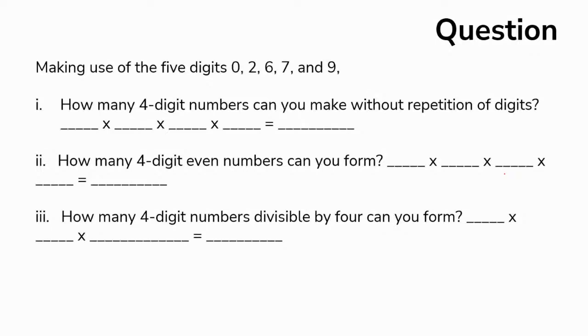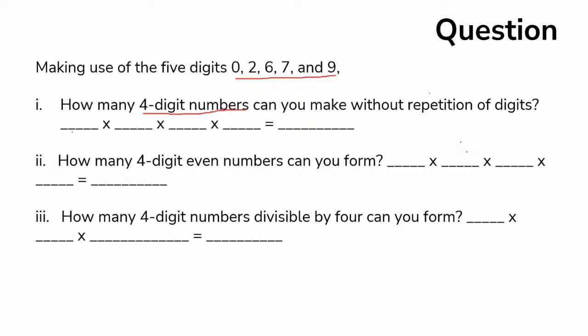So to answer this question, what they are asking is: make use of the five digits 0, 2, 6, 7, and 9. How many four-digit numbers can you make without repetition of the digits? So without repetition of the digits, they have asked. In that case, how many digits are there? There are five possible digits, and I need to form a four-digit number.